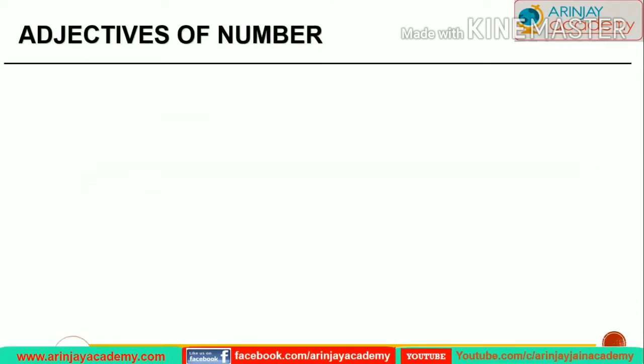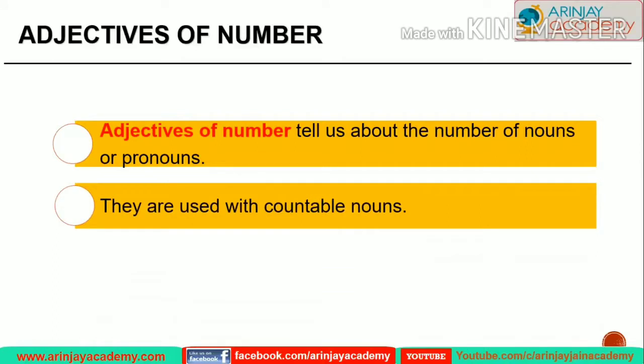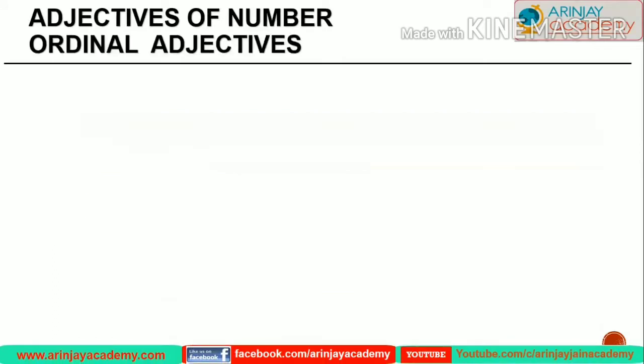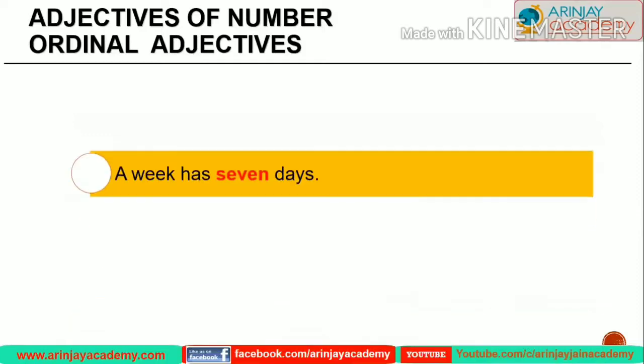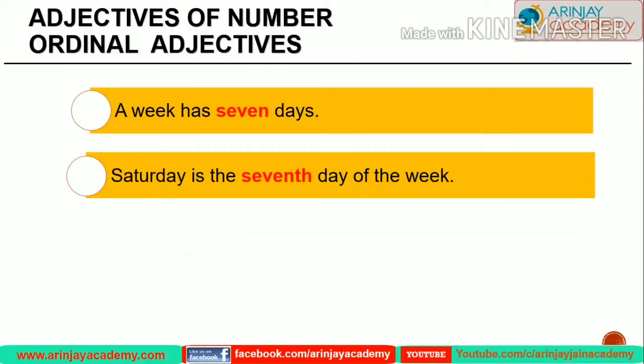Adjectives of number tell us about the number of nouns or pronouns. They are used with countable nouns. Look at these 2 sentences. A week has 7 days. Saturday is the 7th day of the week. 7 is an adjective of number.